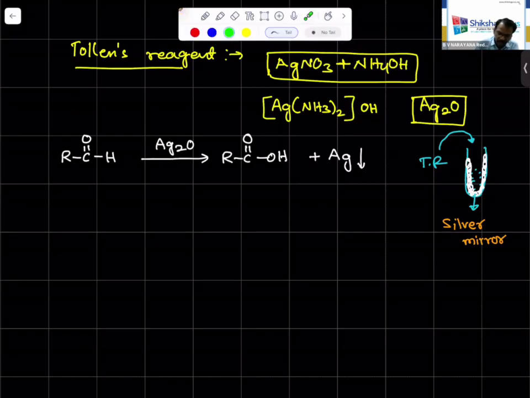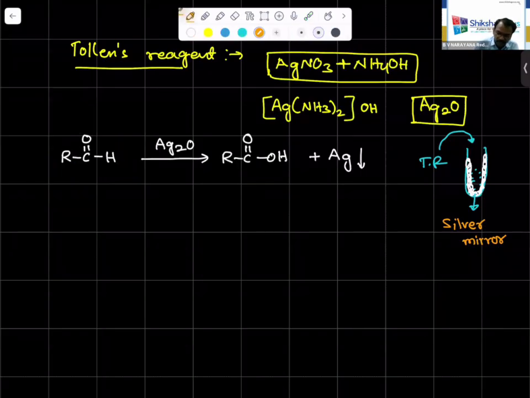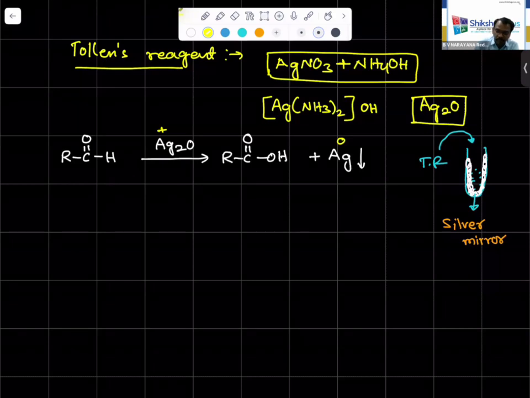Here, what is happening? Here it is aldehyde. Aldehyde undergoes oxidation and converts into carboxylic acid. Next, the oxidation state of silver is +1, but it is changed to 0. That means here it is reduced. Okay, so aldehyde reduces Tollens reagent.